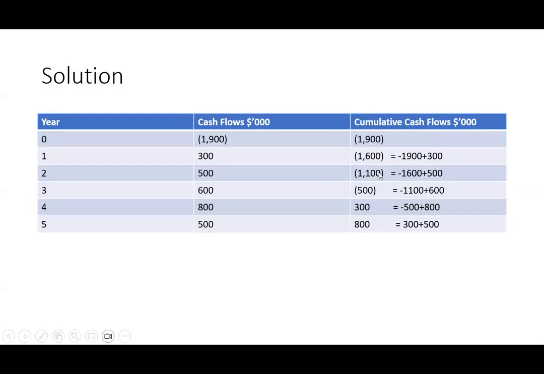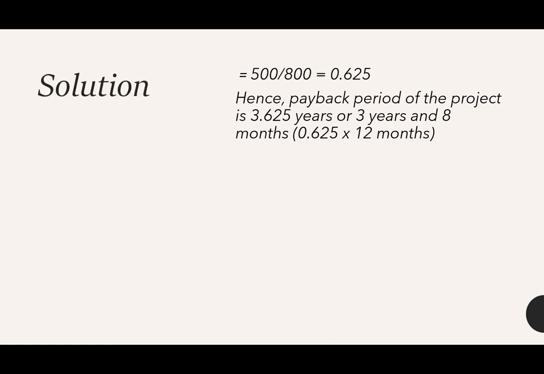As you see, it took 3 years, and still I was negative by 500. But the next year I got 800, so I'm assuming that the cash flows are constant every month. If I need 500 from the next year where I'm supposed to get 800, it will take me at least 8 months to cover that amount. Or you can even say 3.625 years. It depends on how the MCQ or the question requirement is set, whether they're asking in terms of decimal or in terms of months. If they ask in terms of months, you need to multiply it by 12.